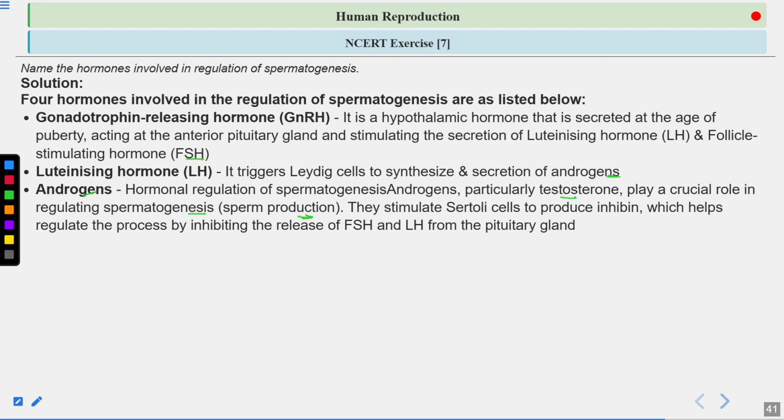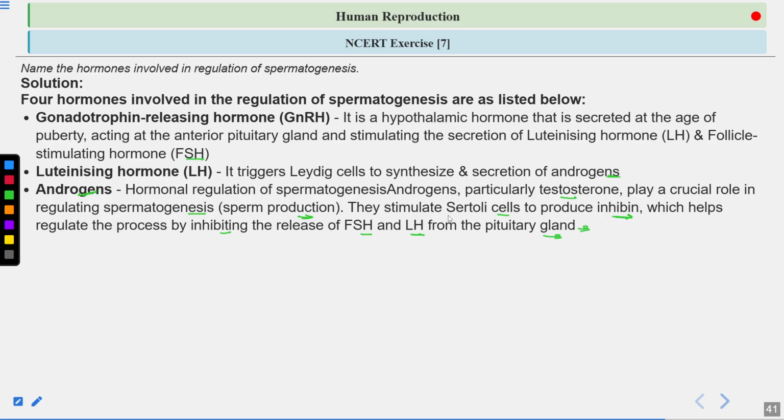Clear? They also stimulate Sertoli cells to produce inhibin, which helps regulate the process by inhibiting the release of FSH and LH from the anterior pituitary. So this is to regulate the spermatogenesis. Usually these androgens, such as testosterone, will initiate the spermatogenesis. But they can also stimulate the Sertoli cells to produce inhibin hormone, which will inhibit the release of FSH and LH from the pituitary gland. So it will stop the spermatogenesis also.